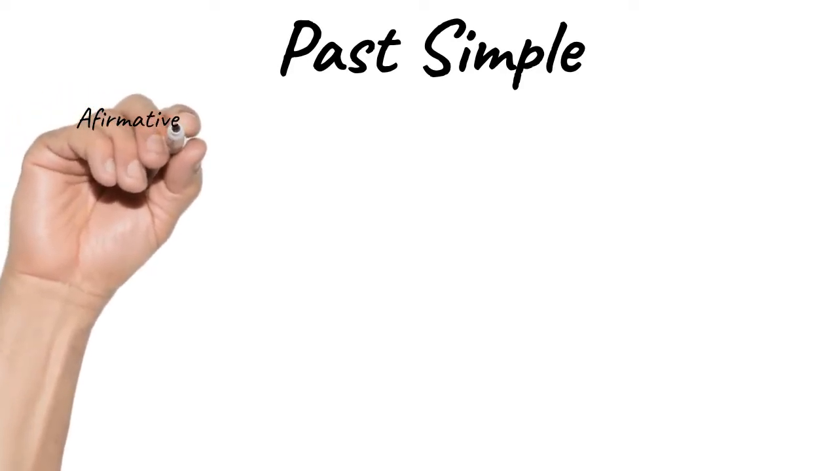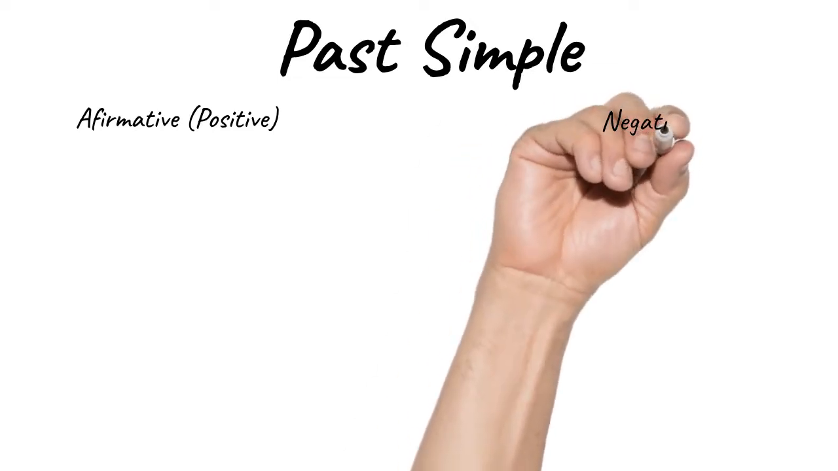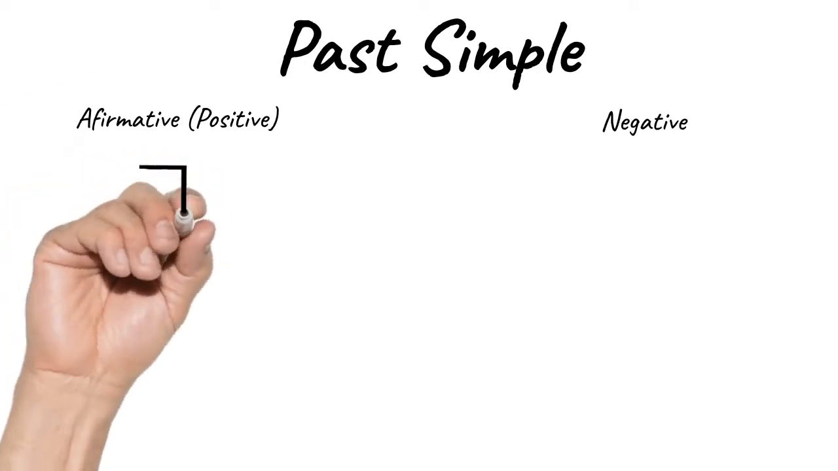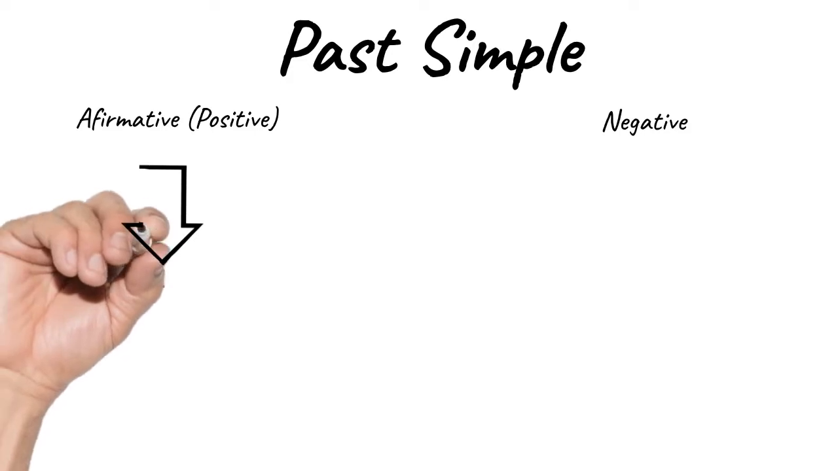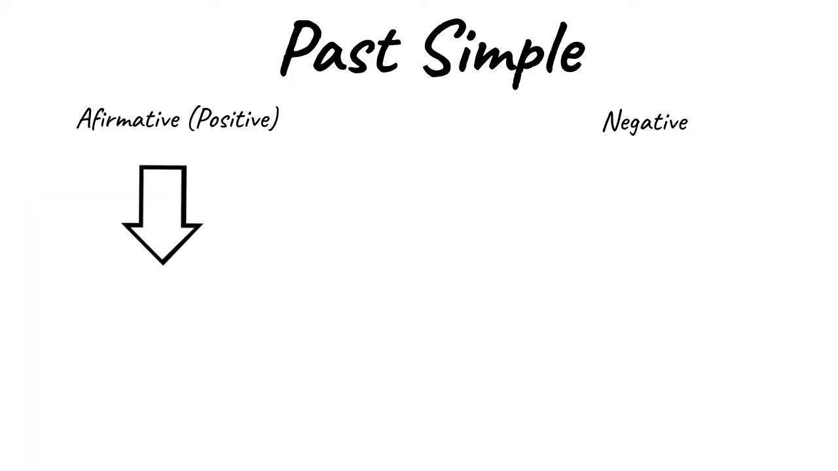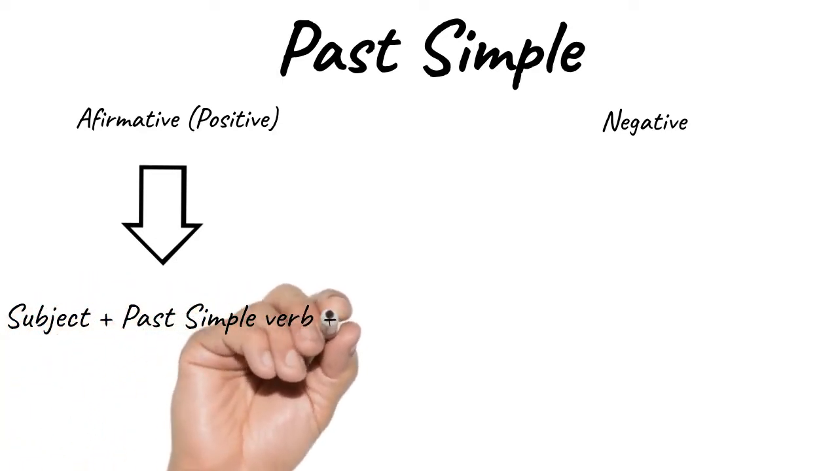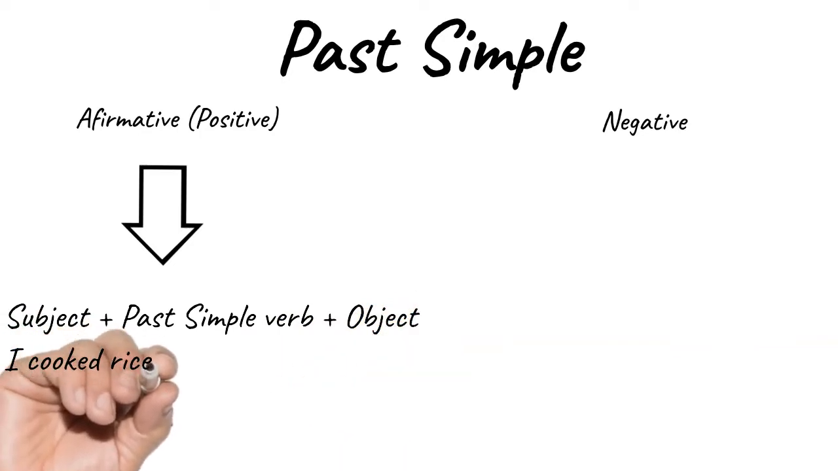The past simple comes in two different forms: the affirmative, or the positive form, and the negative form. The affirmative form is created by taking a subject, the past simple verb, and an object. For example, I cooked rice for my dog. It lets you know that the action's already taken place in the past by adding ed to the base verb cook.